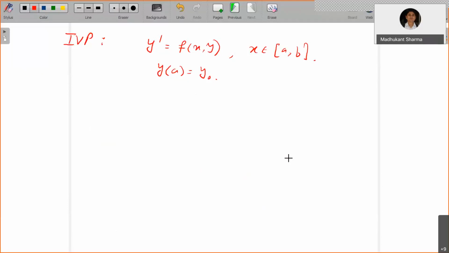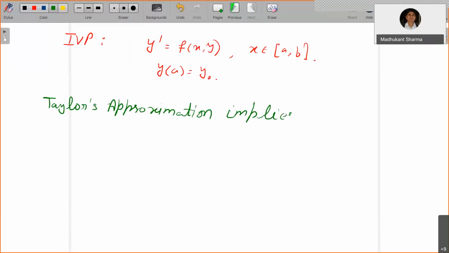Okay, so one of the ways is to write down the Taylor's approximation for a given function y about the point x naught. So that's one way. So if I go with the Taylor's approximation, Taylor's approximation implies the following.